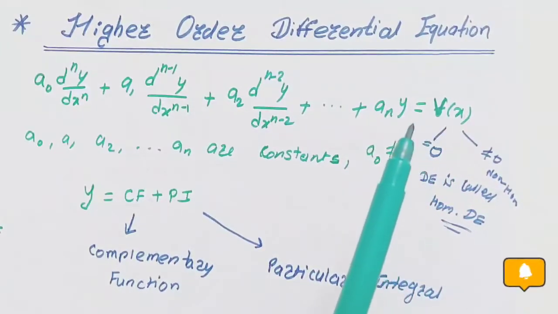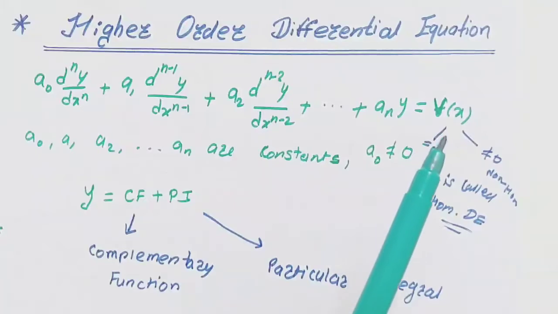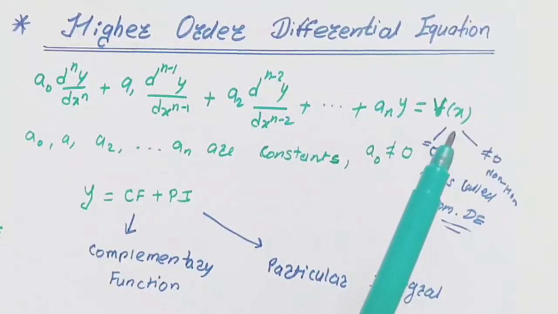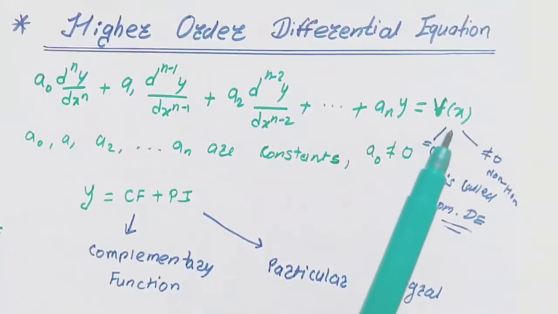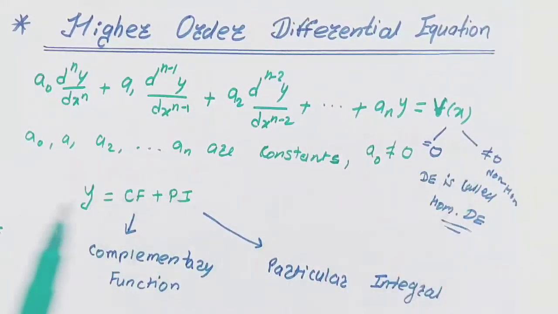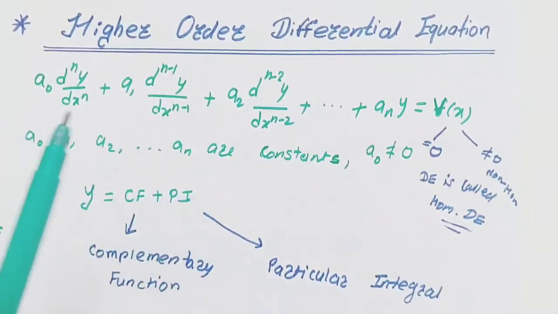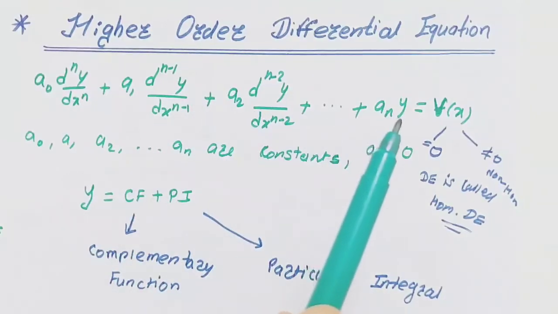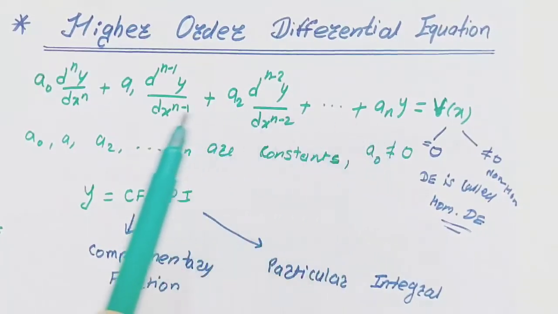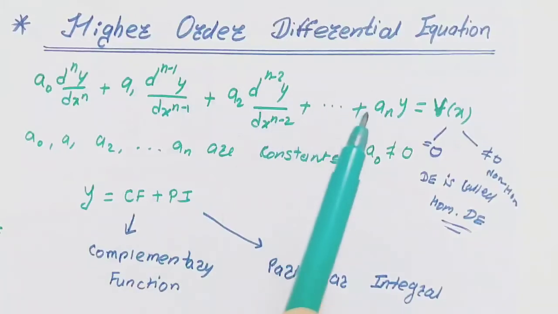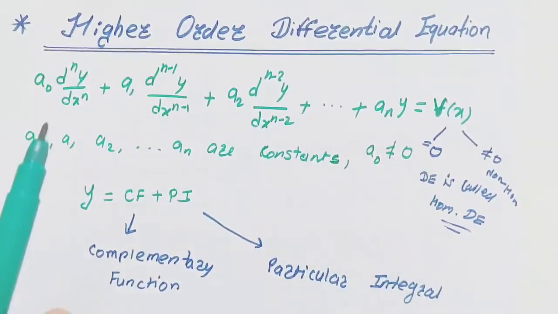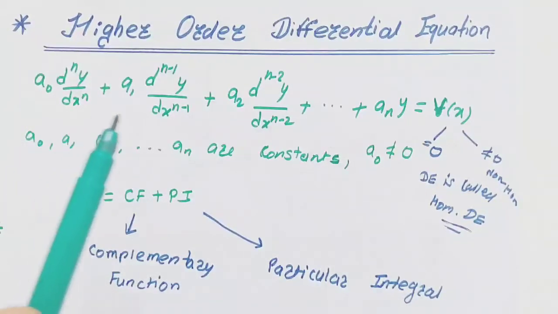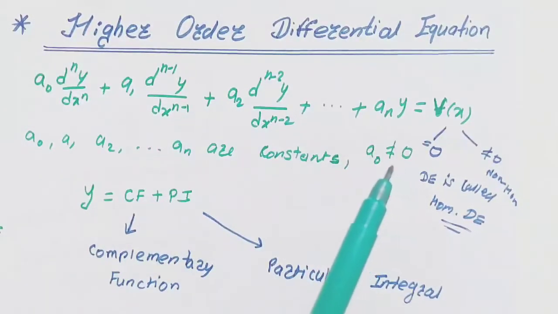It may be in the form of a polynomial or trigonometric function or e raised to the power some function of x, or maybe it is a constant. Here these coefficients a0, a1, a2 and so on, an, are constants. This differential equation is an nth order differential equation if a0 is not equal to 0. That means this is an nth order linear differential equation.